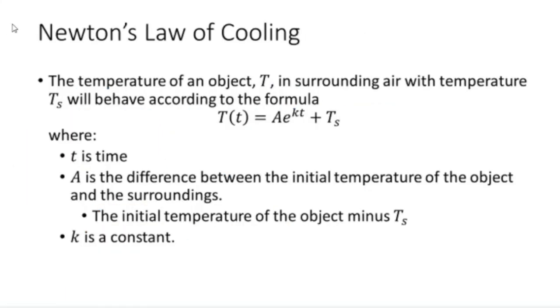Next, we're going to take a look at Newton's law of cooling. Newton's law of cooling is an example of a continuous growth or decay model. The temperature of an object T in surrounding air with temperature T sub S will behave according to the formula P of T equals A e to the KT plus T sub S.